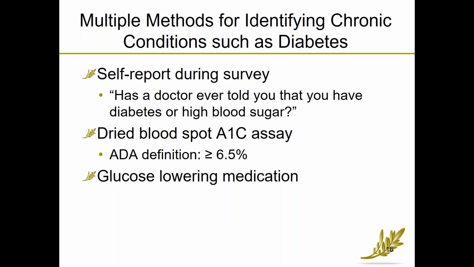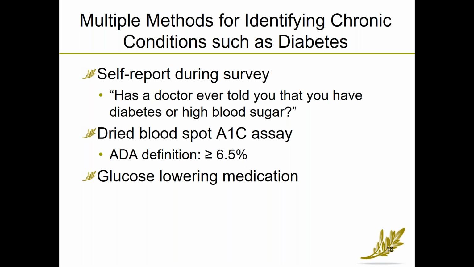So I'm going to connect the drug data with the other forms of data that are available in NSHAP. Just using diabetes as an example chronic condition, within NSHAP we have at least 3 different ways of identifying a condition. So we have self-report during the survey. NSHAP includes questions such as, has a doctor ever told you that you have diabetes or high blood sugar? And with every wave, for those who don't have a diagnosis, we revisit these questions around common chronic conditions.